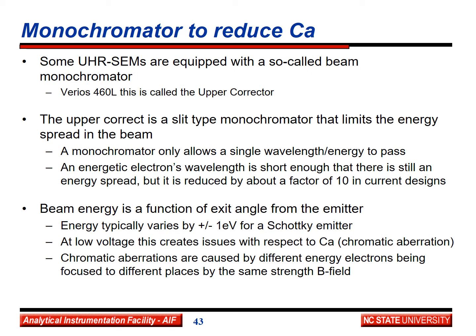Beam energy is a function of the exit angle from the emitter, and the energy typically varies by plus or minus about 1 eV for a Schottky emitter. At low voltage, this creates issues with respect to chromatic aberrations, or C sub A. C sub A is caused by different energy electrons being focused to different places by the same strength B field.